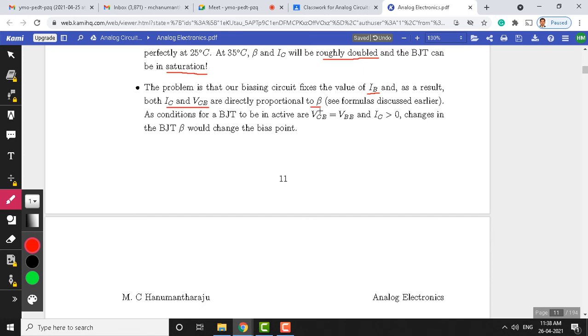Now we want to make this IC and VCE independent of beta. The condition for the BJT to be in the active region is that VCE and VB must be equal for IC greater than 0, and changes in BJT beta would change this bias point here. So, this is a problem. Now, we have to design the bias circuit such that the transistor must operate in the active mode, and also due to the change in the beta value or due to the change in temperature, the value of collector current and collector emitter voltage should not change. So, this is the problem now.